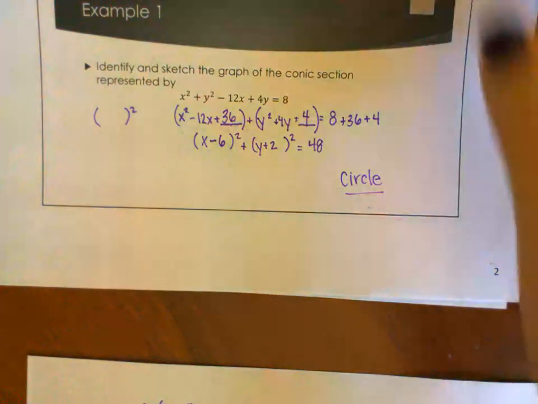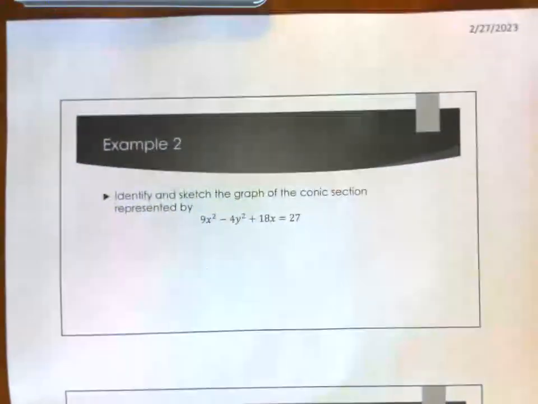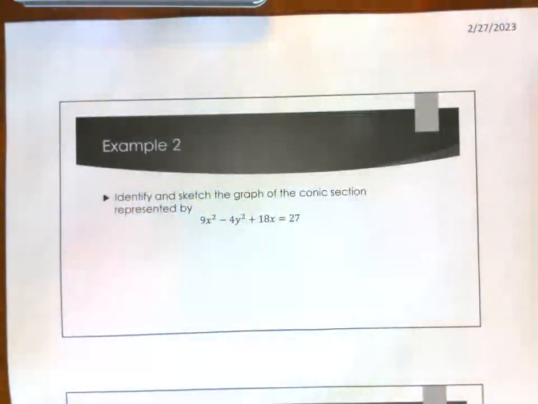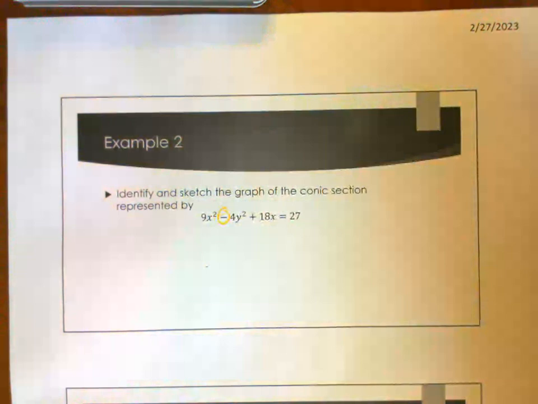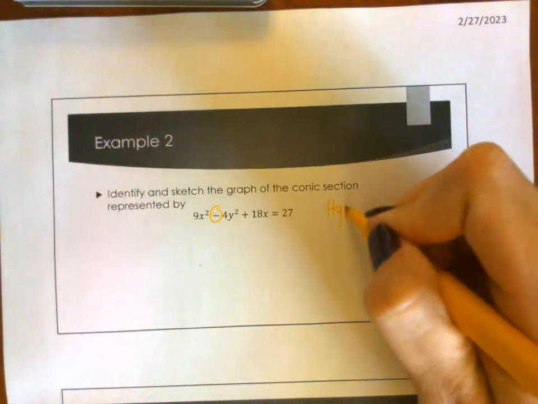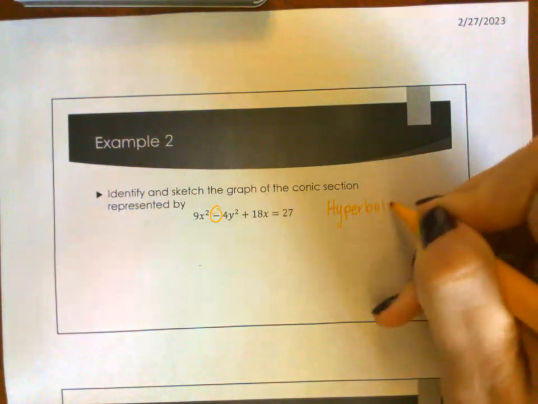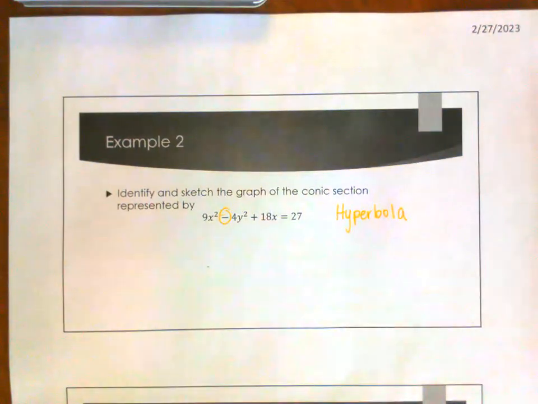Okay, next one. Identify and sketch the graph of the conic section. Just from what we looked at in the last one and using what you know about conic sections, which one do you think this one would be and why? The correct answer is that this one would make a hyperbola, and I can identify that pretty easily because it has 2 squared variables and it's got a minus sign. So this one makes a hyperbola. Okay, so there we go, hyperbola.